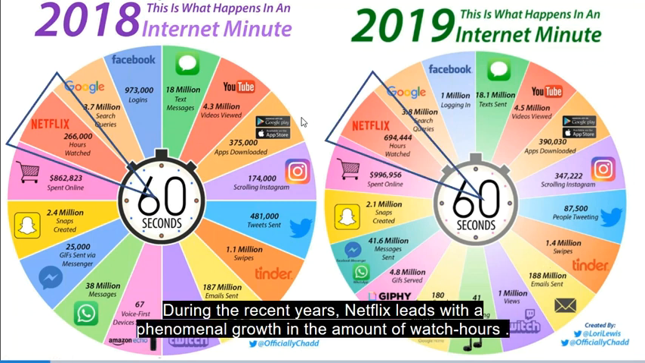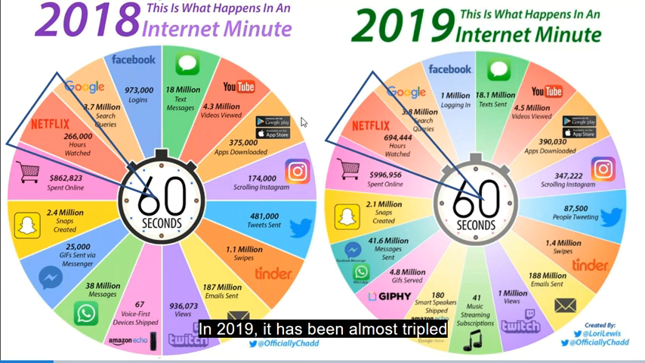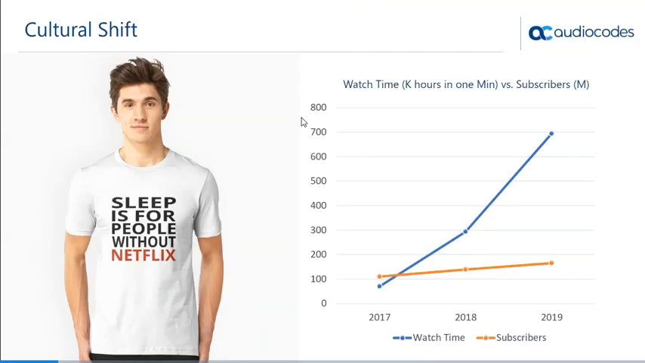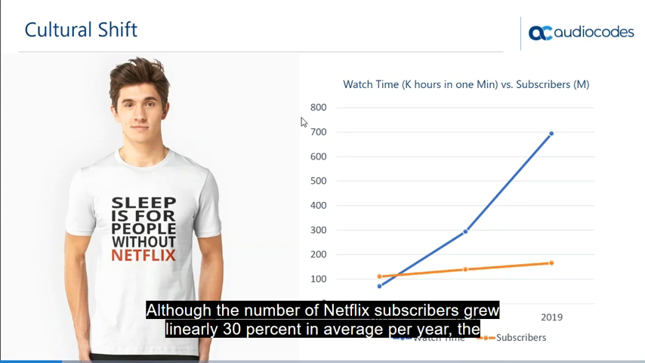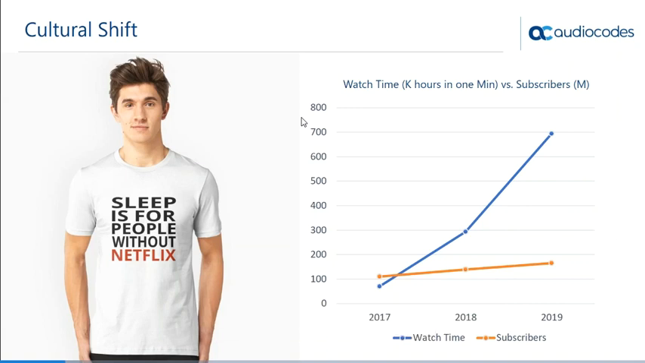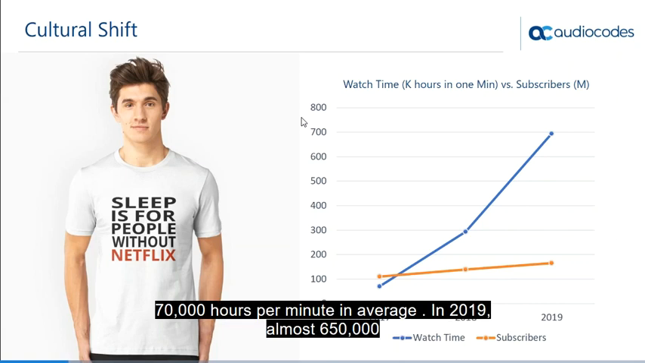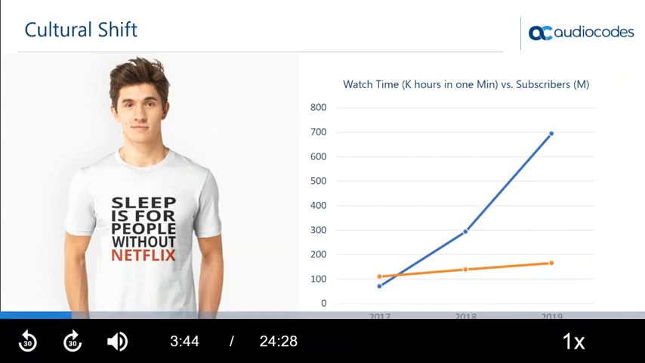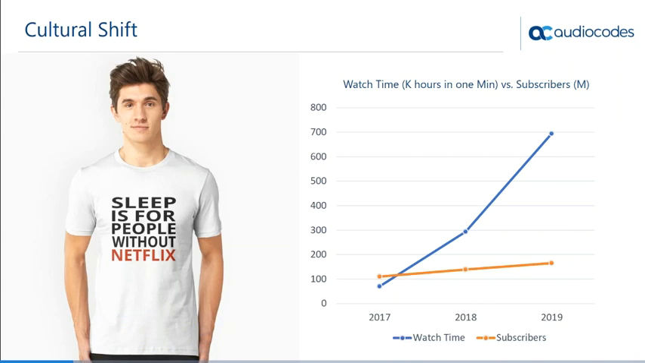During the recent years, Netflix leads with a phenomenal growth in the amount of watched hours. In 2019, it has been almost tripled to almost 700,000 hours watched per minute. Also, the number of Netflix subscribers grew linearly, 30% on average per year. The watch time, on the other hand, grew exponentially. The watch time in 2017 was 70,000 hours per minute on average. In 2019, almost 650,000 per minute on average.